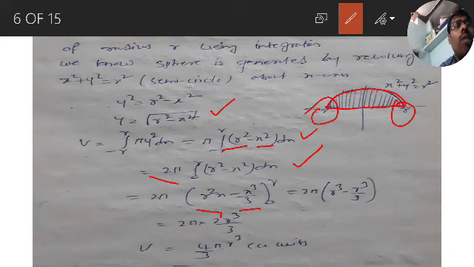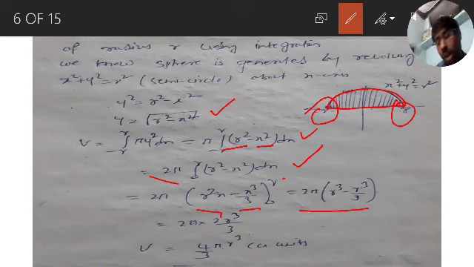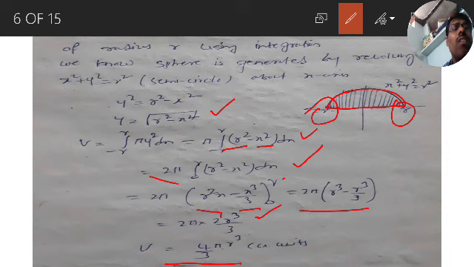So substitute upper limit r, so what will we get? 2 pi into r square into r minus r cube by 3, and lower limit is 0, so no need of lower limit, it is always 0, because in place of x you put 0, it is 0. So take LCM. 3r cube minus r cube is 2r cube by 3, so 2 pi into 2r cube by 3, 2 into 2, 4 by 3 pi r cube. This is the volume of a sphere.